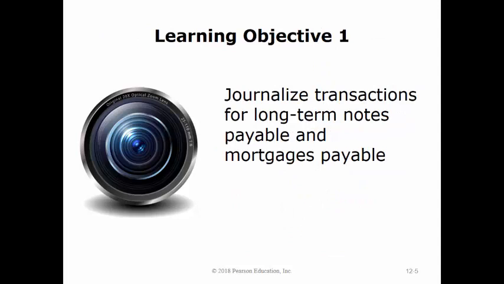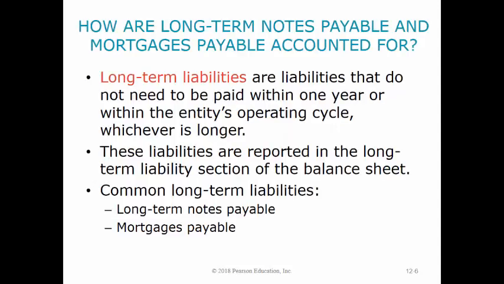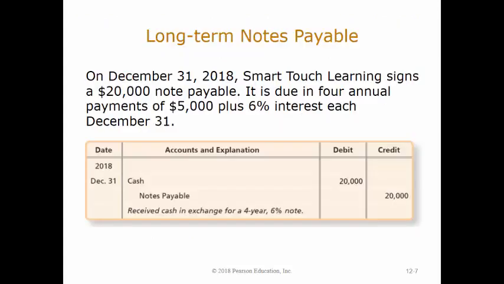In this first section, we will journalize transactions for long-term notes payable and mortgages payable. Long-term liabilities are liabilities that do not need to be paid within 1 year or within the entity's operating cycle, whichever is longer. Both long-term notes payable and mortgages payable are common long-term liabilities. Long-term notes payable are typically reported in the long-term liabilities section of the balance sheet.